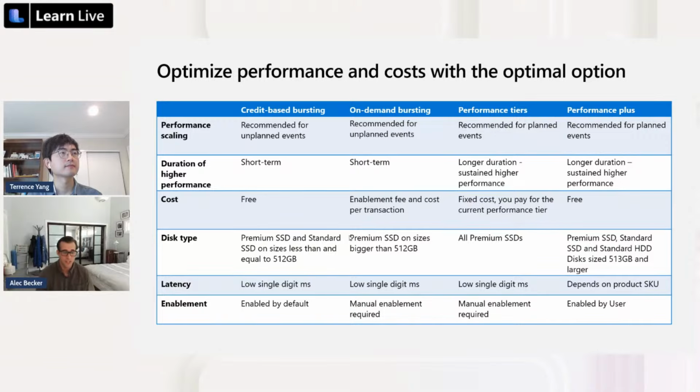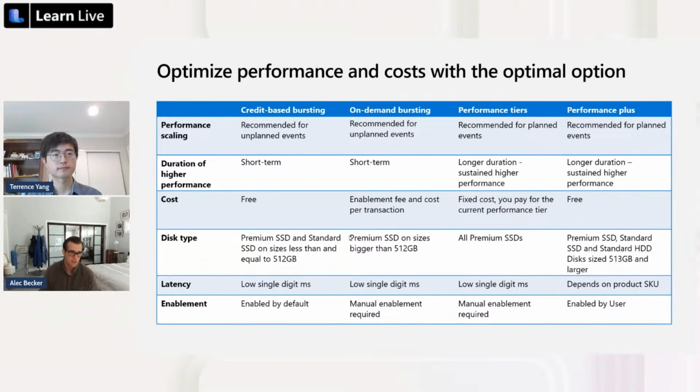Next, think of how long you need the higher performance for. So if you need that high performance for short term, again, our bursting products are great for that. So go with credit-based bursting or on-demand bursting. But if you need that longer term duration, sustained high performance, go ahead and go with tiering up with performance tiers or increasing that performance with Performance Plus.